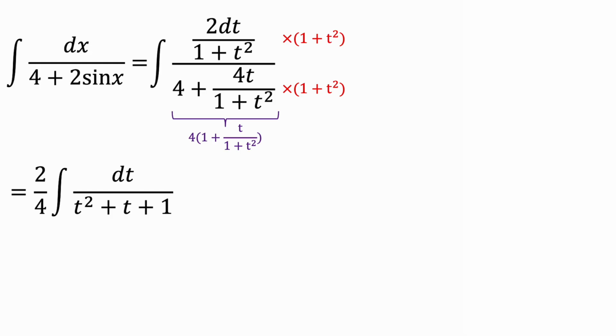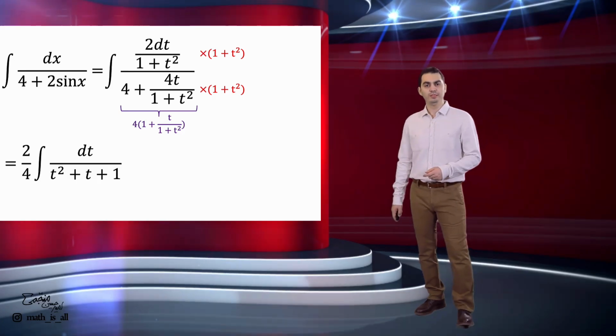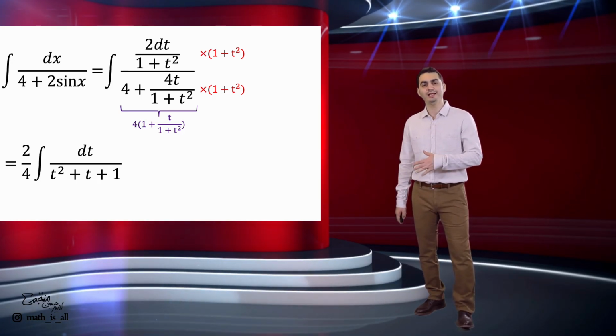We have a 2, and I have factored out a quarter from the denominator. Do not ask what that 4 is. I have factored out a quarter from the denominator and taken it outside. There was also a 2 in the numerator, which I have also taken outside. So what was left in the numerator is dt over t squared plus t plus 1. You can see there is absolutely no sign of any sine function here. The trigonometry has vanished completely and turned into an algebraic expression.